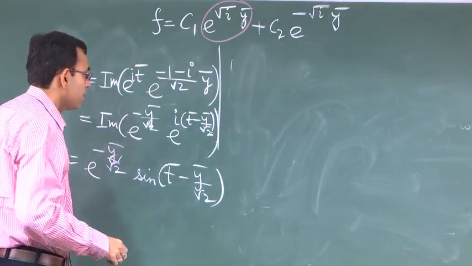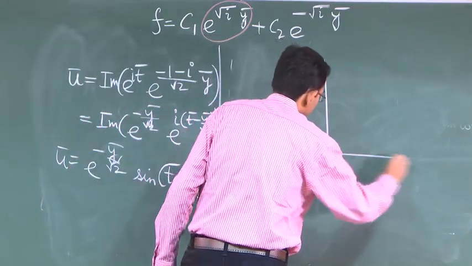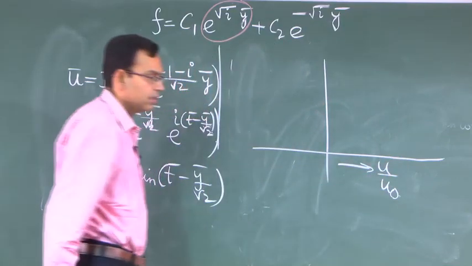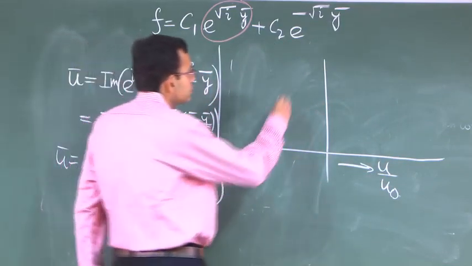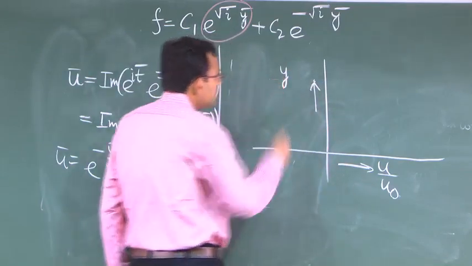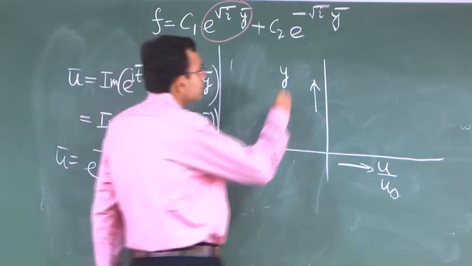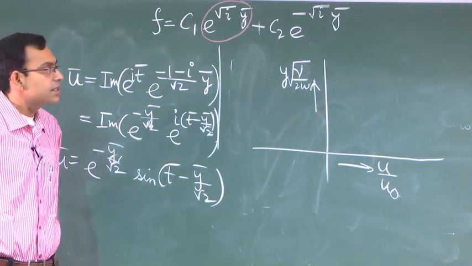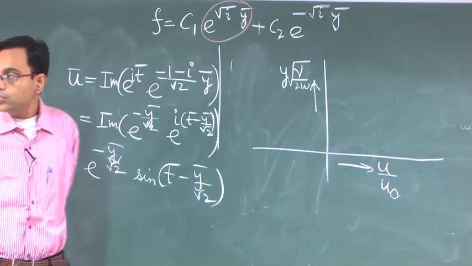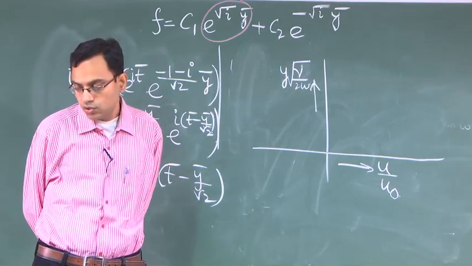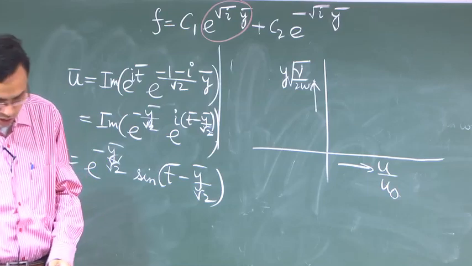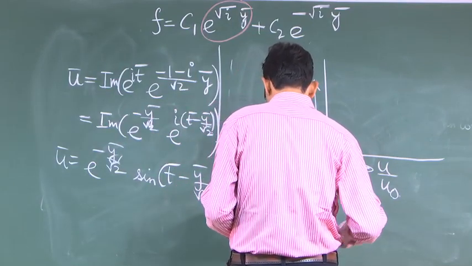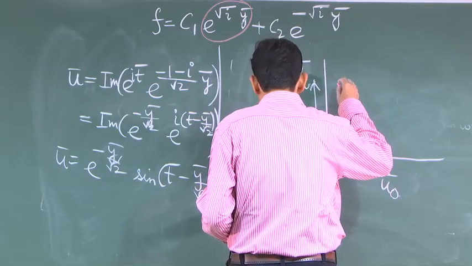So, if you make a plot, the axis, you have u by u 0, and we are basically plotting y by this kind of plot to represent the results. I have the plots with me. We will try to draw the plots quickly, and explain to you the different characteristics of this plot.